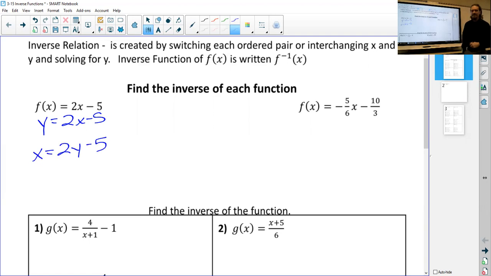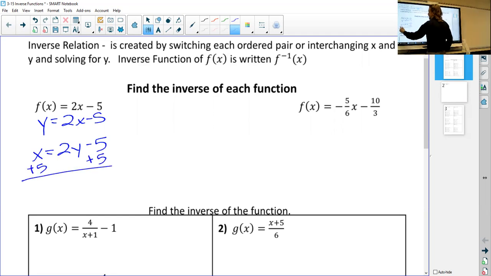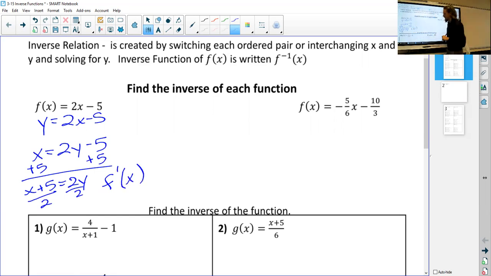Okay? And then you're just going to solve for y. You want to get y all by itself. So really the math here is just testing, do you know algebra enough to isolate our variable y? For this one, we would want to get rid of the minus 5 first, so we'd do plus 5 to both sides. That gives us x plus 5 equals 2y. And then we want to divide both sides by 2. And that gives us the inverse of x. That's how we write that.